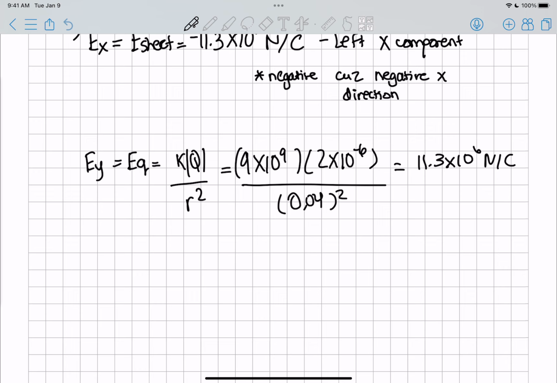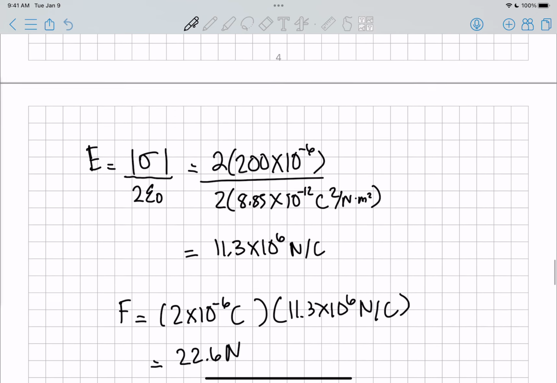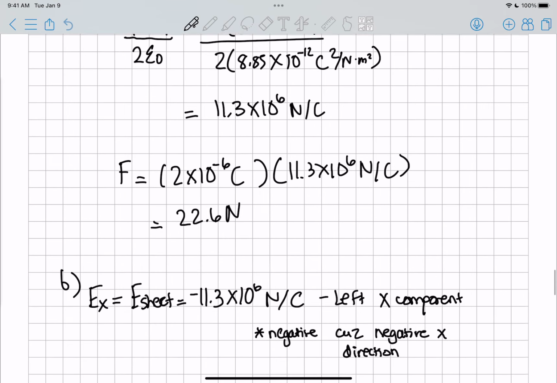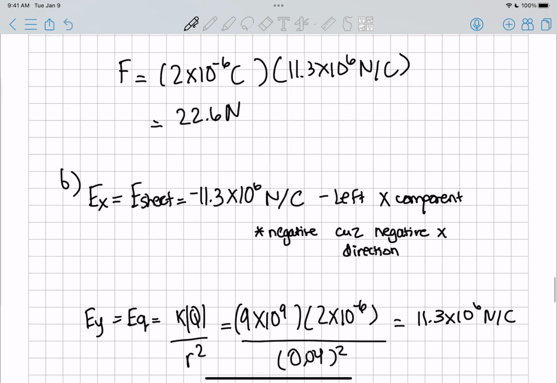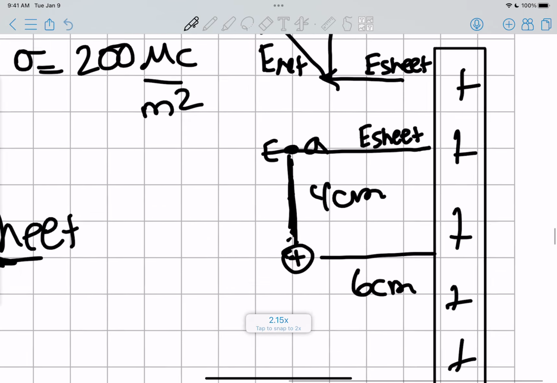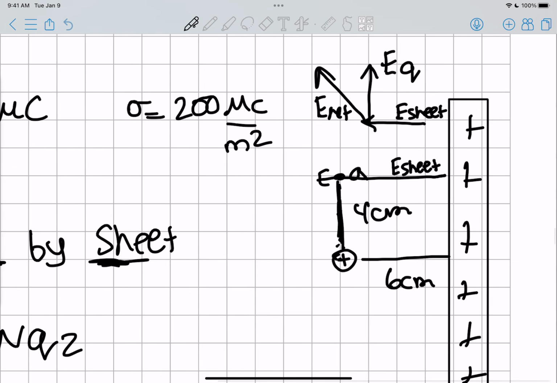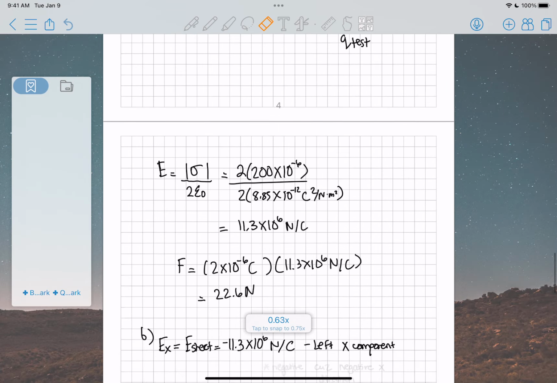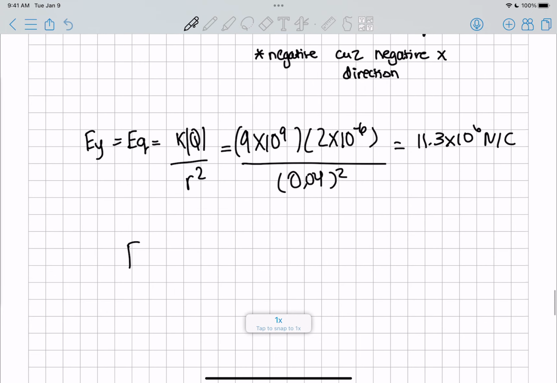I got a negative 11.3 times 10 to the 6, so we calculated the electric field of the sheet, and that was 11.3 times 10 to the 6, at least based on the key. And I added a little negative sign because the electric field is pointing to the left along the negative x-axis. Does that make sense? Yep. So once we have this EY, we have our EX. Now it's just a matter of finding E net.